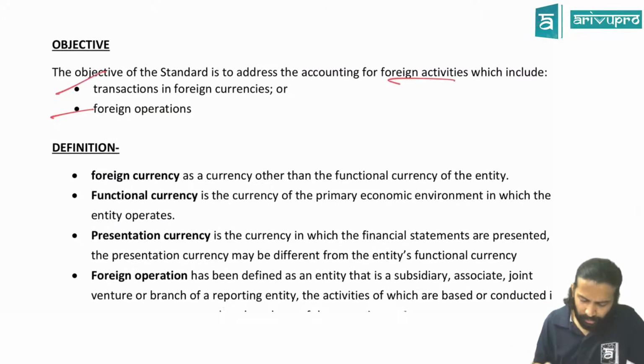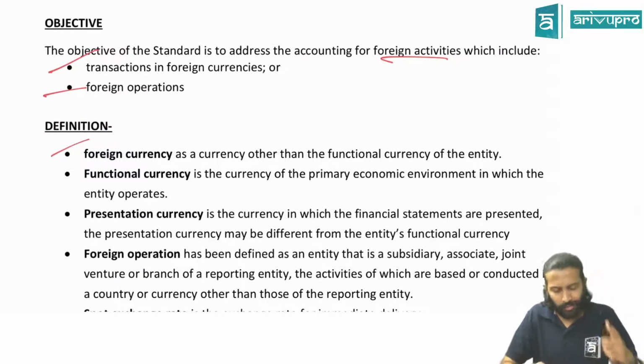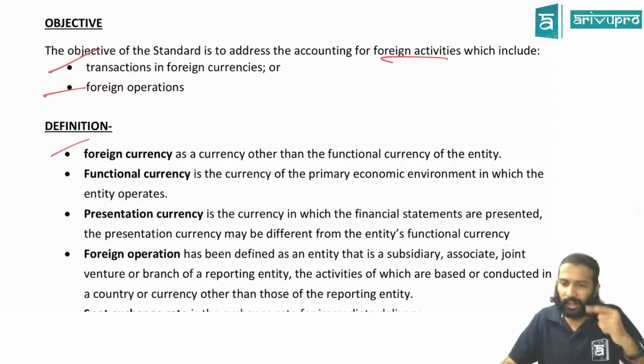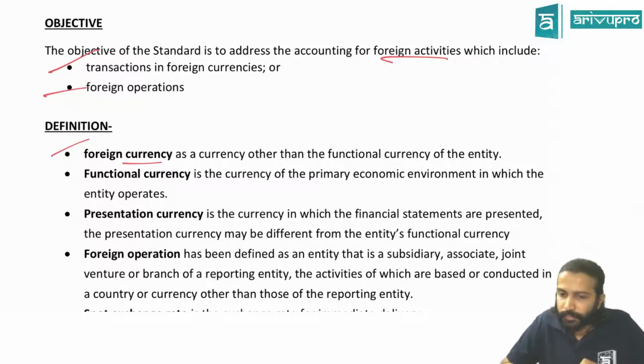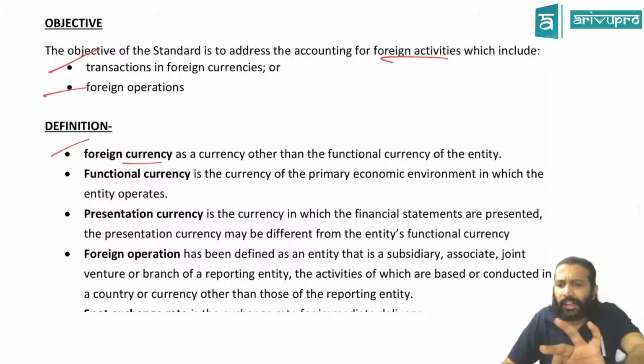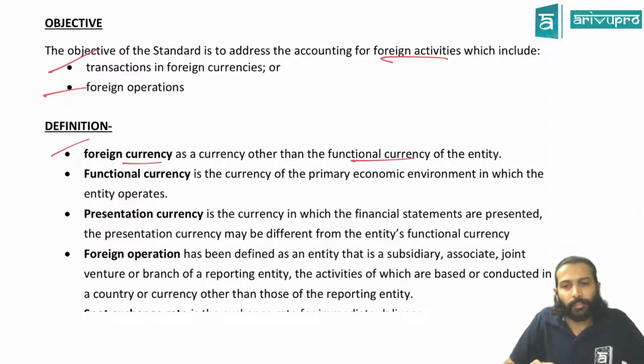Before we start with the problems, let's go over a few pointers or definitions that are going to come in our problems. First one is foreign currency. What do we mean by foreign currency? Foreign currency means any currency other than functional currency. Have you heard this term functional currency in your AS 11? AS 11 didn't have this. They only had local currency and foreign currency.